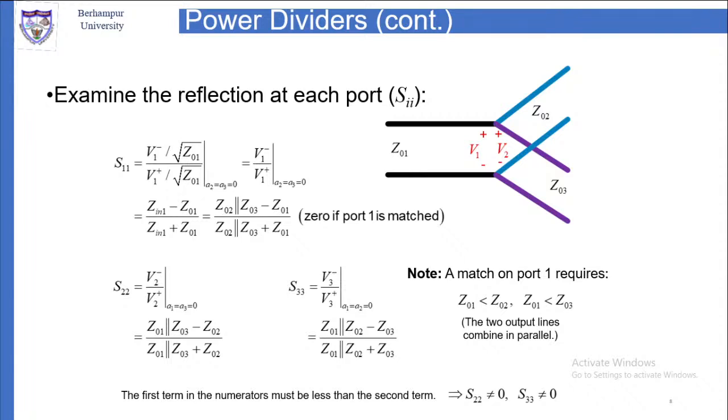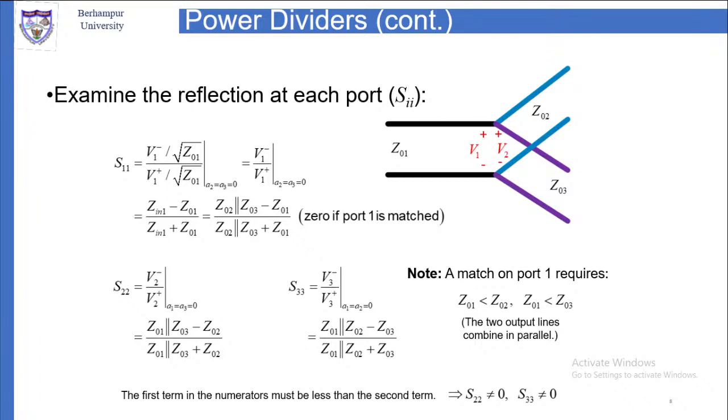Now once we have done that, let us try to examine the reflection at each port. By reflection, what we will find out is S11, S22 and S33. It's a three-port network, so we will find out S11, S22 and S33, using the reflection at the ports.